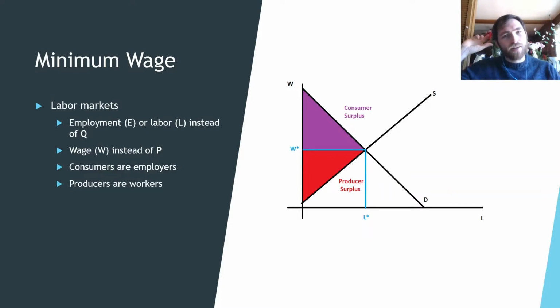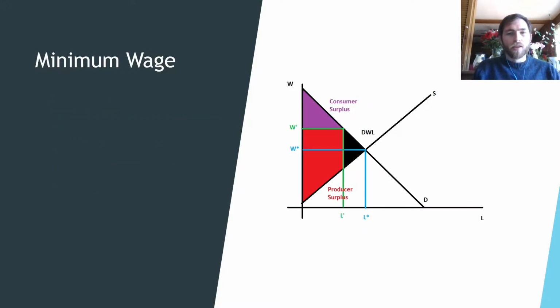And the thing that's kind of weird to wrap your head around in a labor market is we think of ourselves as consumers a lot of the time. But in labor markets, workers are the producers and employers are the consumers. We produce the labor and employers consume the labor, right? So who gets what is kind of flipped, but the names are the same. So let's say that a minimum wage is implemented above the equilibrium wage, so it means it will actually change the market outcome.